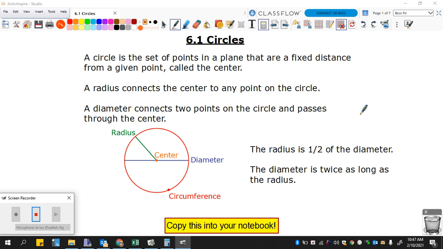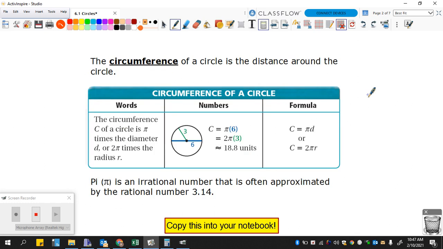All right. So if we're talking about the circumference of a circle, that's the distance around the outside of the circle, all the way around. And there's actually two formulas. When you're copying this into your notebook, the important part is that you copy these two formulas down. So the circumference is equal to pi times the diameter, or circumference is also 2 times pi times the radius.